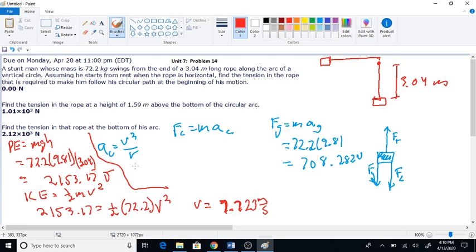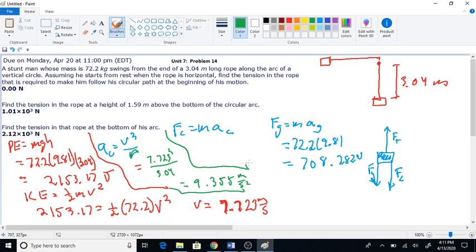Now we can fill in here and find the centripetal acceleration. It's 7.723 squared over r, our radius, which is 3.04. When we do this, we end up with 9.355, and our units will be meters per second squared.